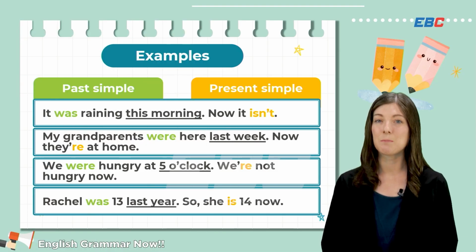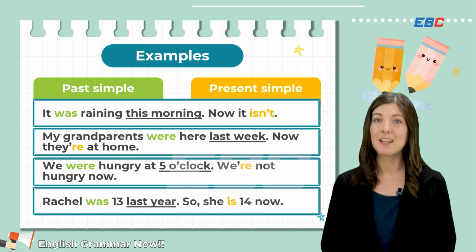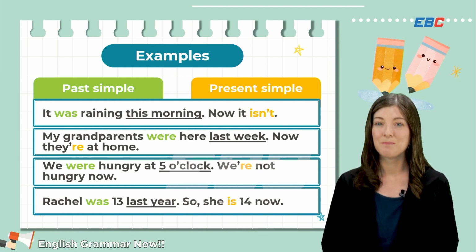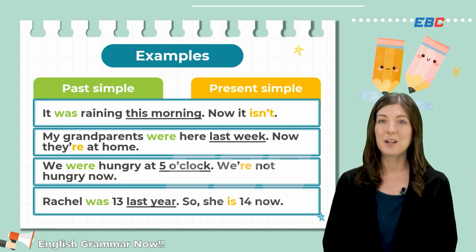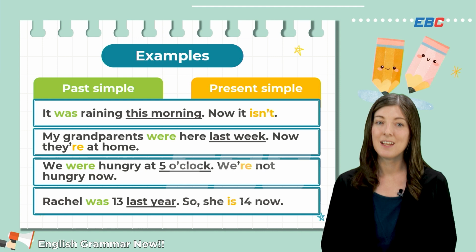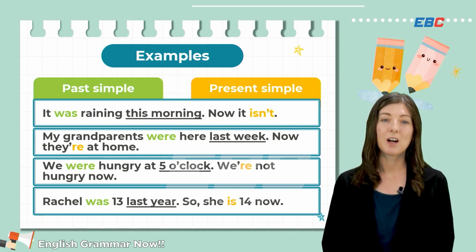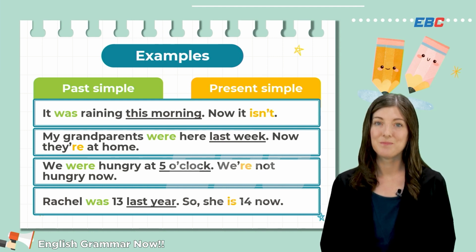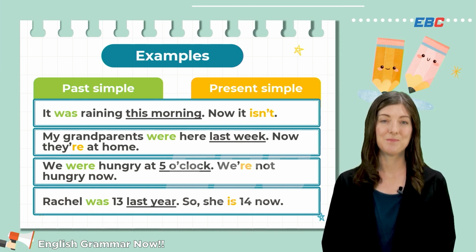Here's some examples of to be and to do in the present and the past. It was raining this morning. Now it isn't. My grandparents were here last week. Now they're at home. We were hungry at 5 o'clock. We're not hungry now. Rachel was 13 last year, so she is 14 now.